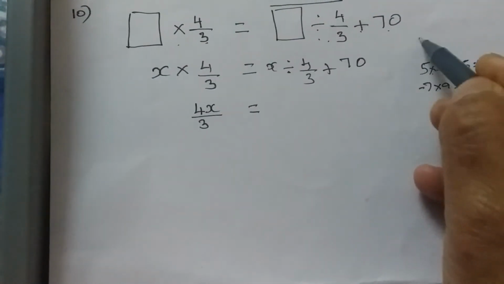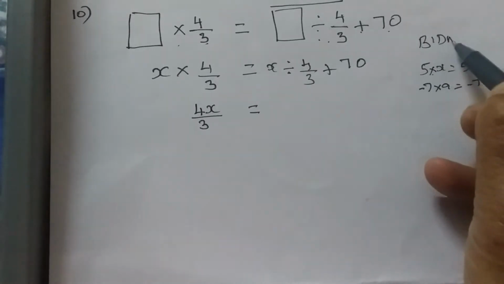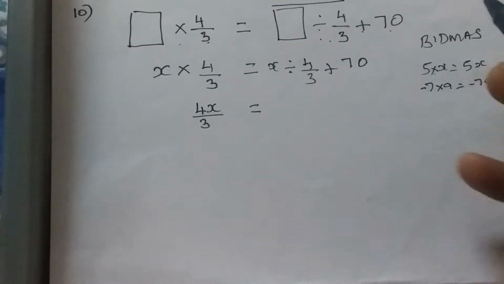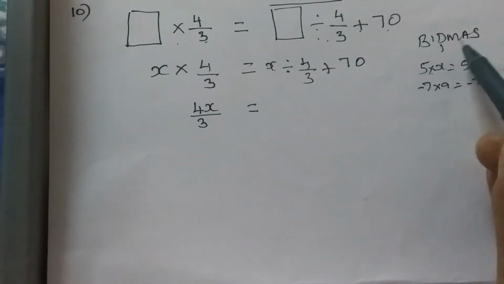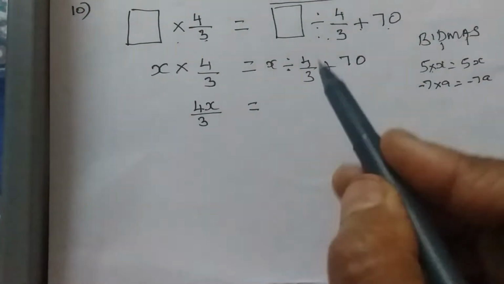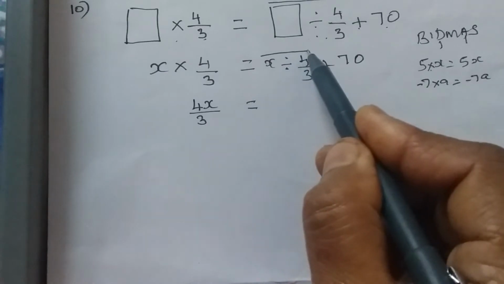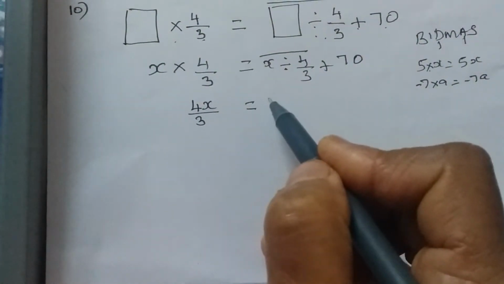According to BIDMAS rule, when you have more than two operations, division and addition, which has to be done first? Division. So we should divide x and 4 by 3 first. So what is the rule of division?